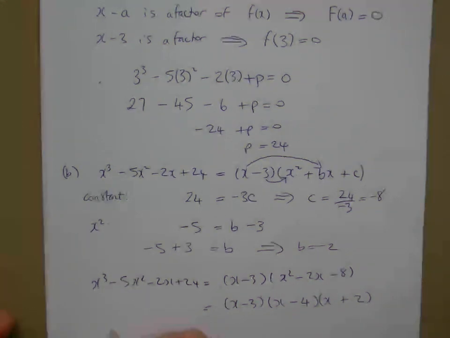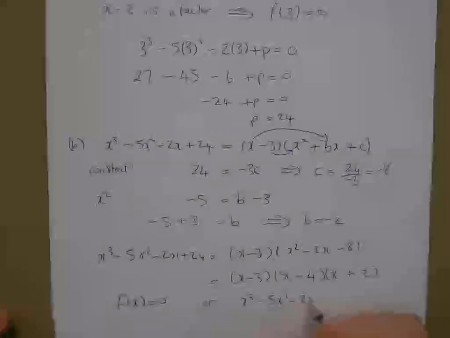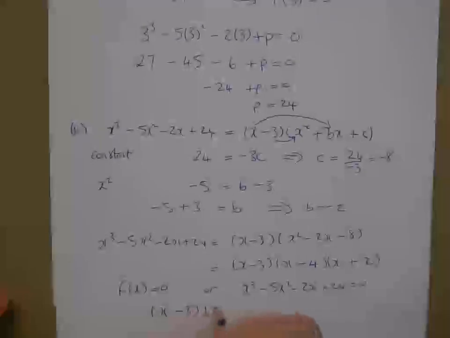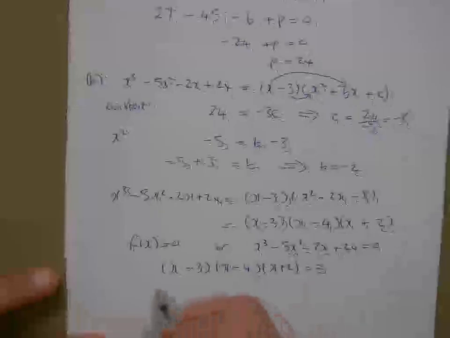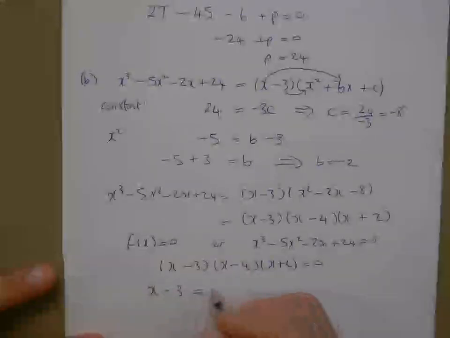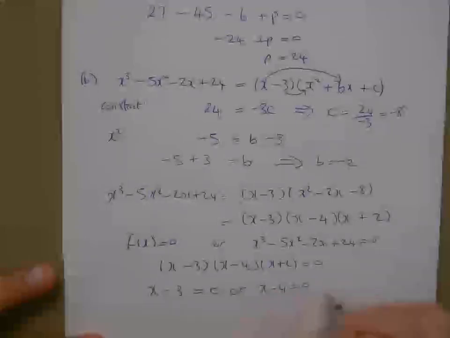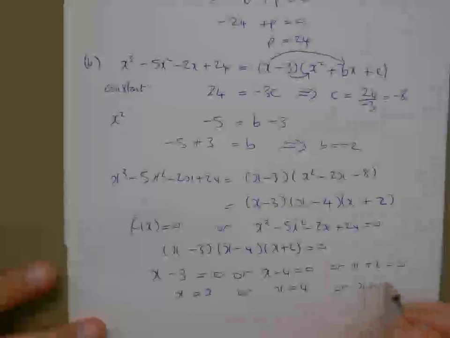So then, when we want to solve, right, because it did say to solve that equals 0, didn't it? The cubic equal to 0. Well, instead, we can look at the 3 brackets equal to 0, okay? So instead of considering the whole cubic, we consider the 3 brackets equal to 0. Something times something times something equals 0. So if something times something times something equals 0, one of those things has got to be 0. Okay, so that means x will equal 3, or x will equal 4, or x will equal minus 2.